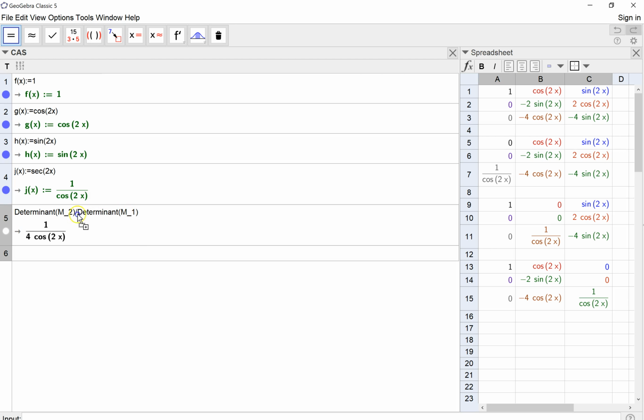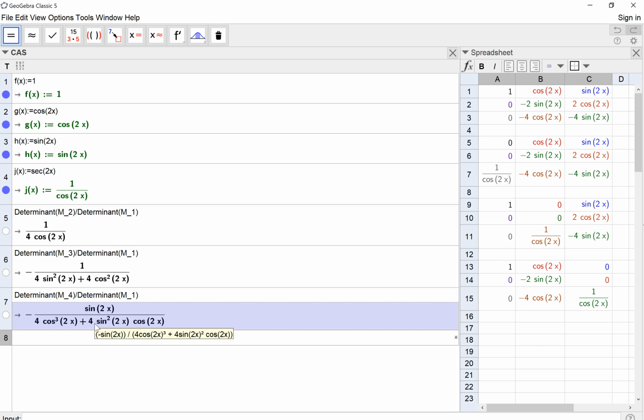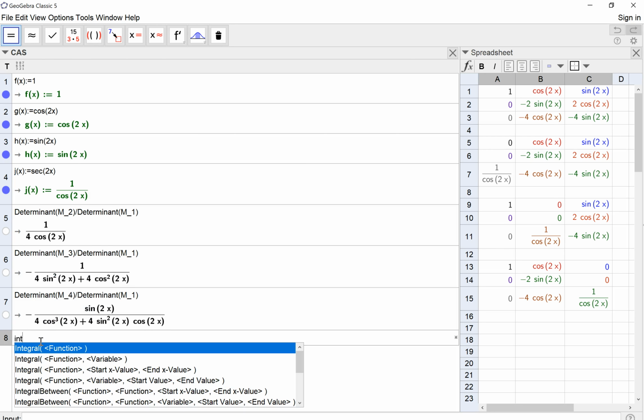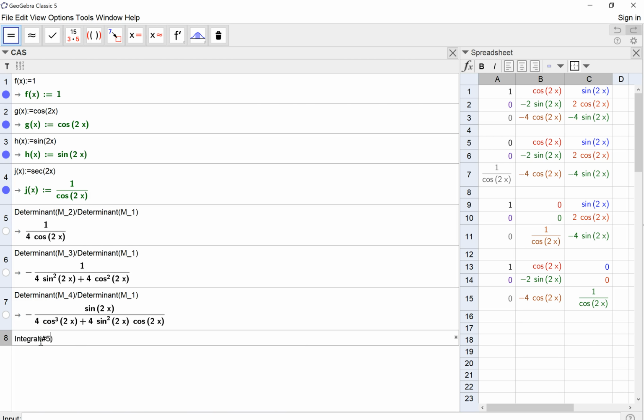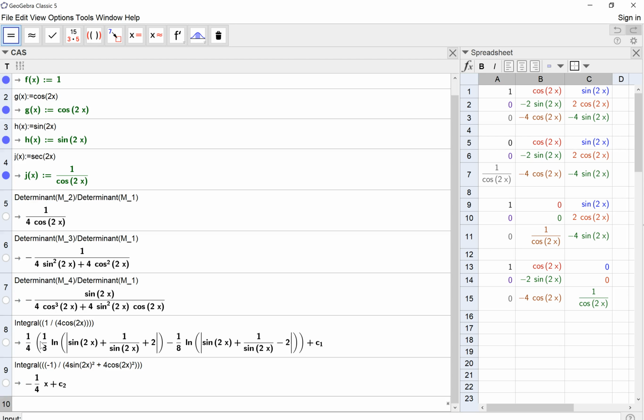Let's copy this down so that I don't have to retype it all. Make this an M3. Do the same thing here, make this an M4. Remember again that using Cramer's rule, this one gives us our u1 prime, this one gives us our u2 prime, and this one gives us our u3 prime. So we need to integrate each of those. Let's integrate number 5, number 6, and number 7.